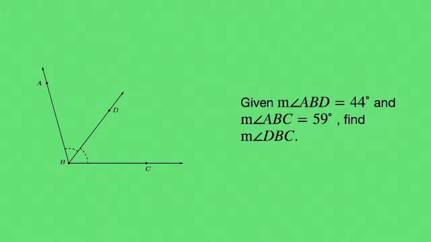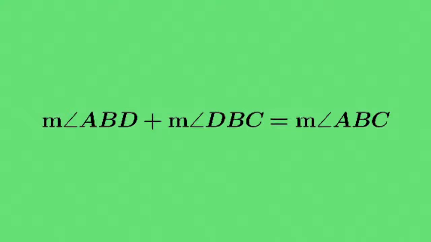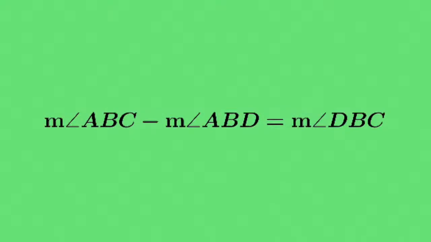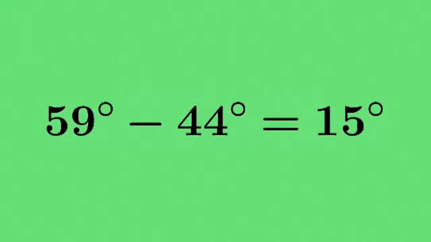Consider the figure and answer the question. Given that the measure of angle ABD is equal to 44 degrees and the measure of angle ABC is 59 degrees, what is the measure of angle DBC? The protractor postulate tells us that the sum of the two angles add up to make the larger angle. Through a little algebra, we can rearrange this postulate, and by substituting, we find our answer, 15 degrees.